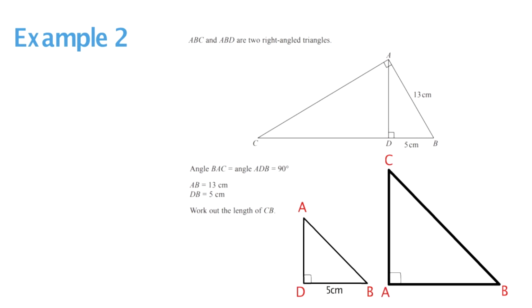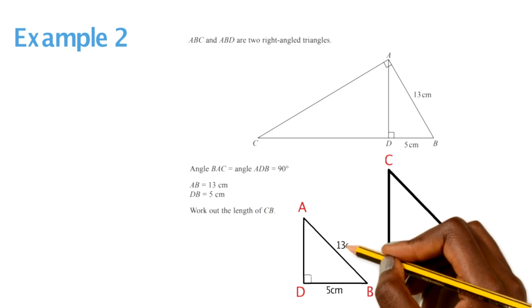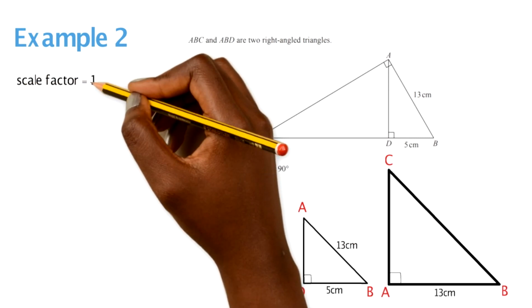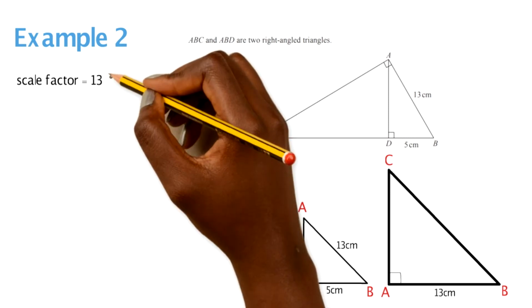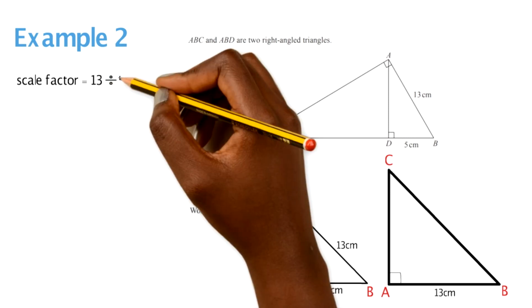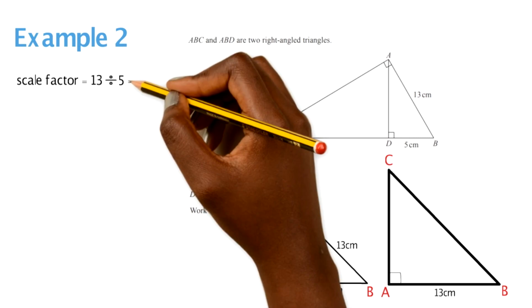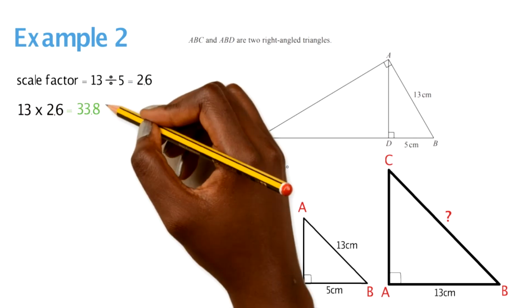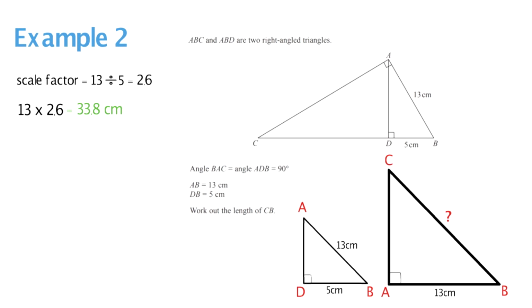So just drawing out the lengths that are provided within the question, and notice how they both have the 13 centimeters but on different lengths. Again, the first thing we're going to do is work out our scale factor. Our 5 centimeters and 13 centimeters are equivalent. So we're going to do 13 divided by 5 to work out the scale factor, which is 2.6. Then in order to work out the length CB, we do the 13 centimeters on the smaller triangle times 2.6 to give 33.8.